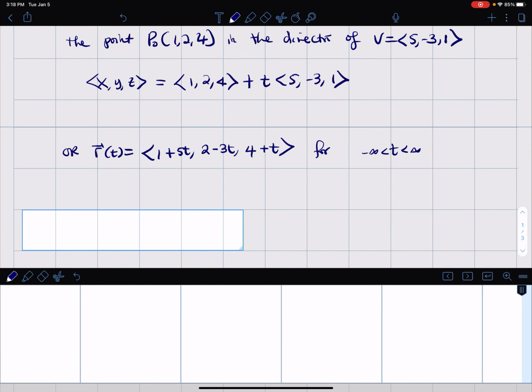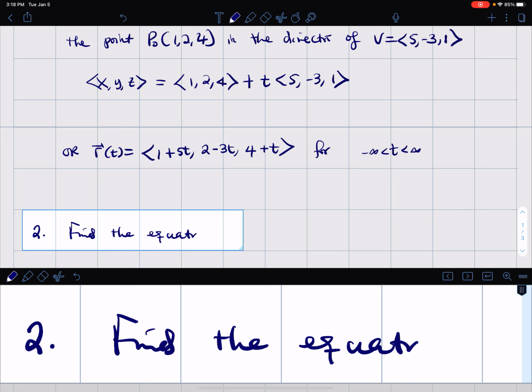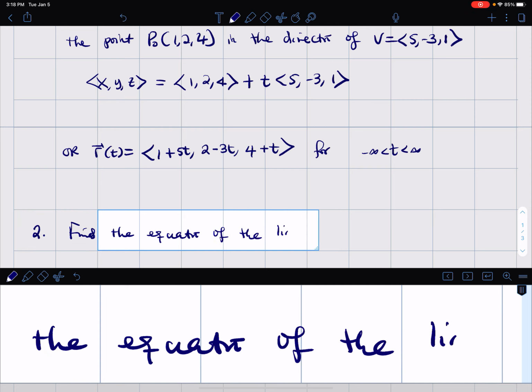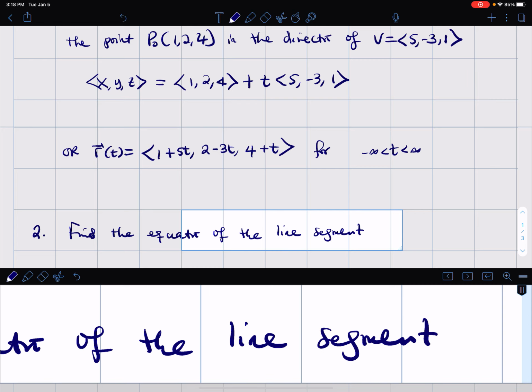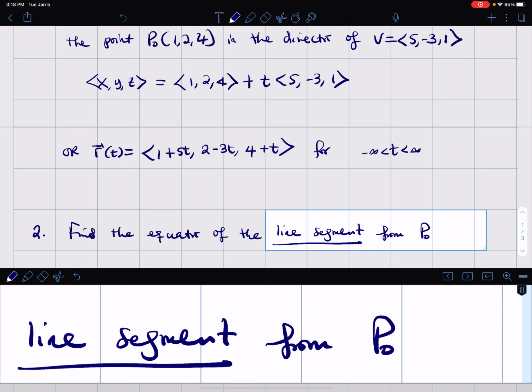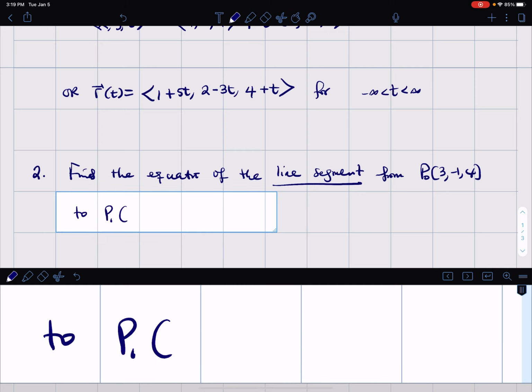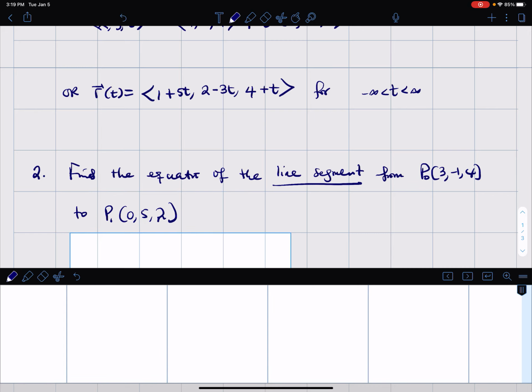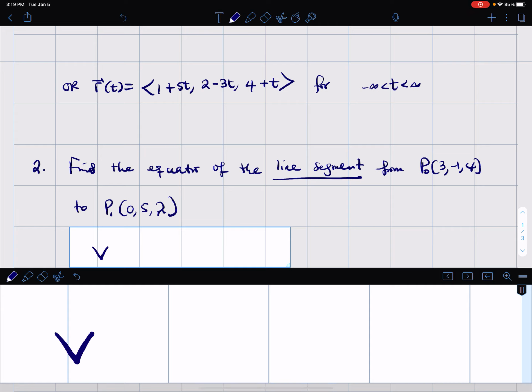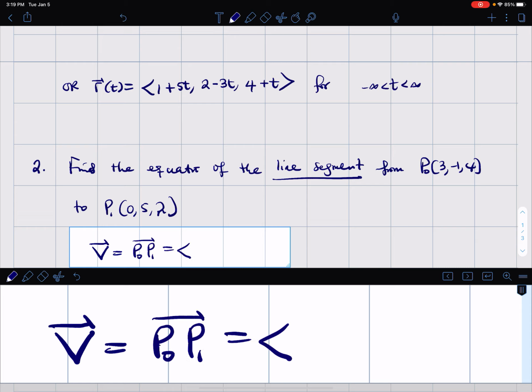Now let's try another problem, number 2. Let's find the equation of the line segment. This is very important. From P0, which is (3, -1, 4), to P1, (0, 5, 2). Now, we need to find a v. Our v is going to be P0P1, which is (-3, 6, -2).